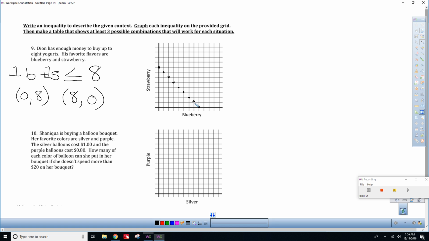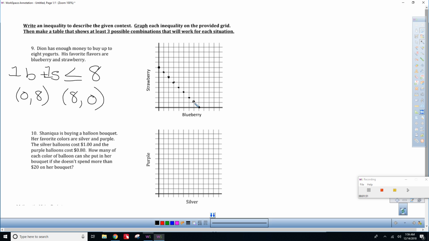Let's go on to number 10. Shaniqua is buying a balloon bouquet. Her favorite colors are silver and purple. The silver balloons cost $1, and the purple balloons cost 80 cents. How many of each color balloon can she put in her bouquet if she doesn't spend more than $20? She is allowed to spend $20.